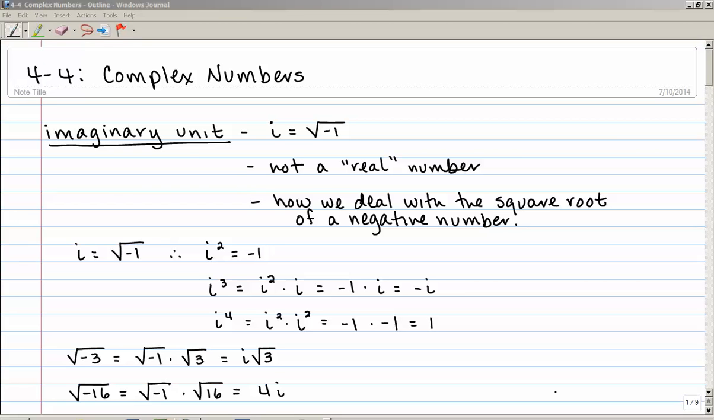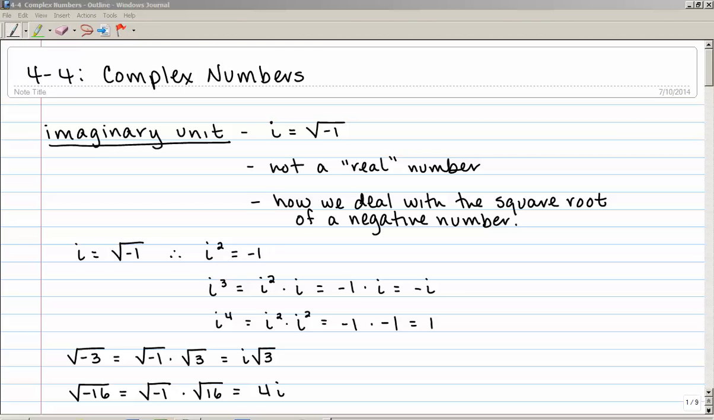Section 4.4 is on complex numbers. So we have this thing called the imaginary unit. We call it i. It's this lowercase printed i, and it is equal to the square root of -1. It's not a real number, it's an imaginary number. And it's how we deal with having to take the square root of a negative number.